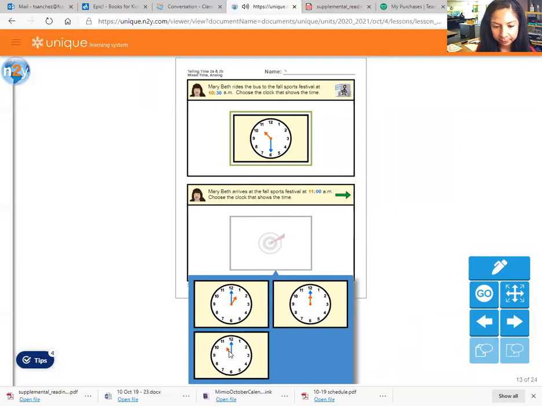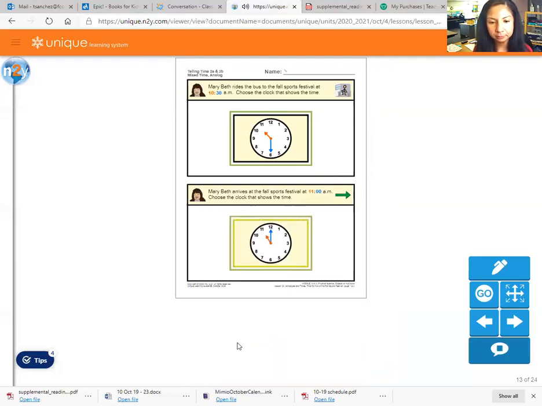How about this one? The minute hand is pointing to the 12, so that means the minutes are 00. And the hour hand is pointing to the 11. The hour is 11:00 or 11 o'clock. 11 o'clock a.m. That is correct. The one that's pointing to the 11.